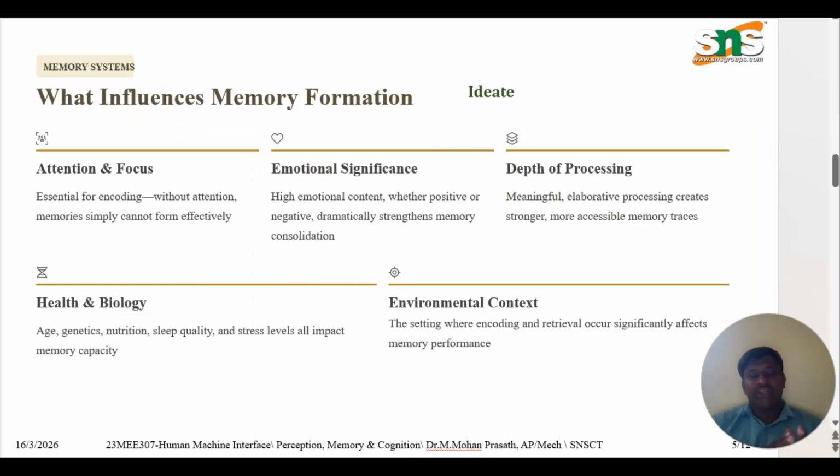Next, what are the factors which influence memory formation? The first one is attention and focus, which is the basis for essential encoding. The next is emotional significance, which strengthens memory consolidation, involving both positive and negative emotions. The next is depth of processing and meaningfulness, which makes memories stronger and more accessible. The other factors which influence memory formation are health and biology, and environmental context.